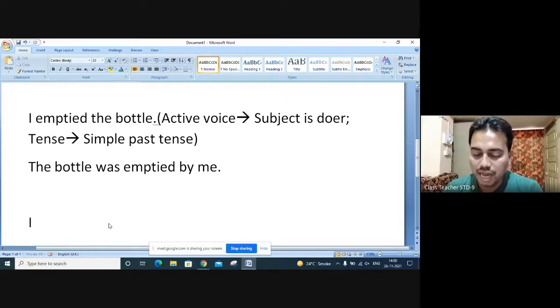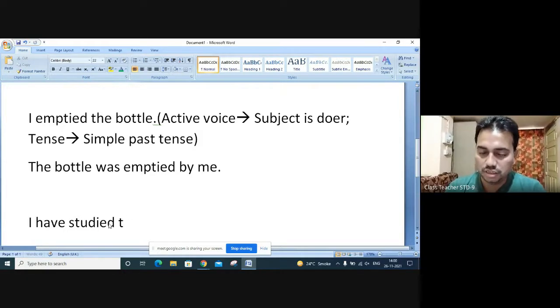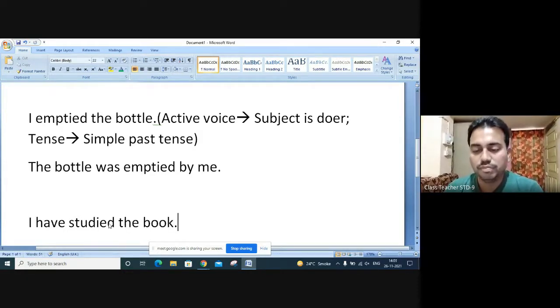Like, I have studied, S-T-U-D-I-E-D, the book. Full stop. Right. In this sentence, again, I is the subject. It's an active voice sentence. Okay. What is the tense of the sentence? Have studied. Have is which tense? Have is, right, present tense. And studied is the V2 form as well as the V3 form. But here it will use the V2 form. Sorry, the V3 form. So, I have studied.